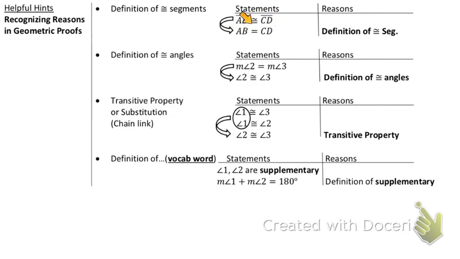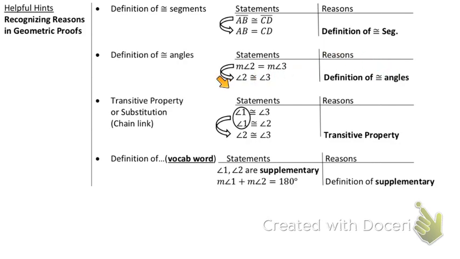In geometry, you have to tell me why you can say this. Well, I'm telling you why. It's the definition of congruent segments. Congruent segments mean you have equal sides. Okay? Same goes for angles. If you have congruent angles, you can say they have equal measures, and vice versa. If you have equal angle measures, you can say the angles are congruent. Once you write this statement, you can say it's by definition of congruent angles.